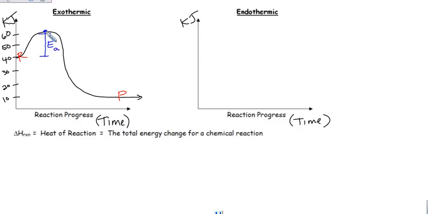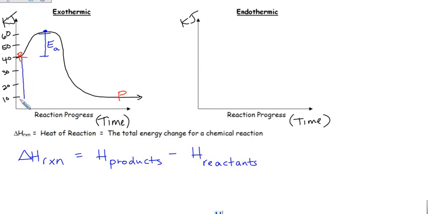Alright, so the last delta H value that we'll look at is this delta H reaction, which is really just the energy change for a chemical reaction. It's the difference between the heat energy of the products and the reactants. Products minus reactants. That's not so bad. See, if I mark it in on this graph, it's kind of like this difference here. The difference between the energy level of the products and the reactants. That's my heat of reaction.